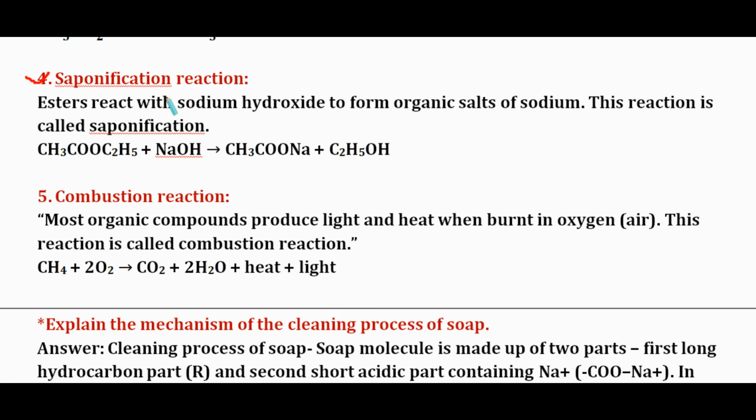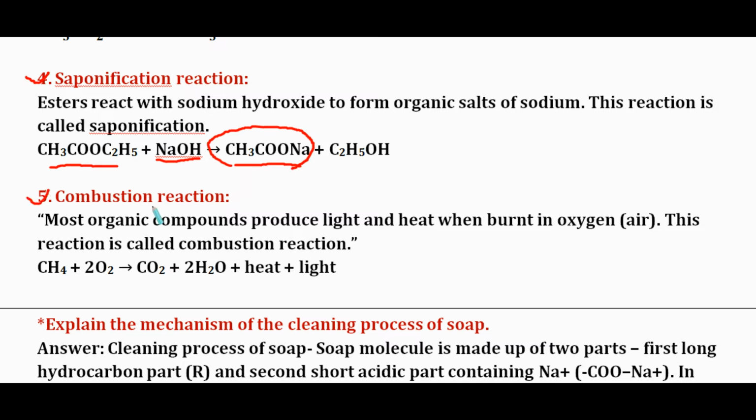Next is saponification reaction. Esters react with sodium hydroxide to form organic salts of sodium. This reaction is called saponification. This is the ester and this is sodium hydroxide, and it forms organic salts. This is known as saponification and it is a form of soap.